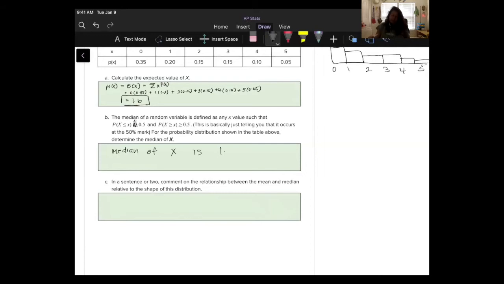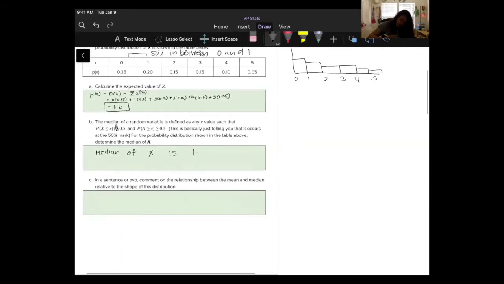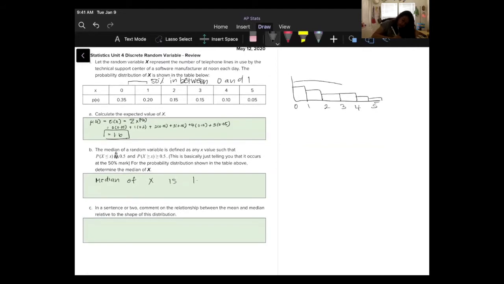In a sentence or two, comment on the relationship between the mean and median relative to the shape of this distribution. Well, if we look at the shape, this is a skewed right graph, okay? For a skewed right graph, the highest point is always your mode. The median is always in the middle. So in our case, the median is at 1, so it would be right here.